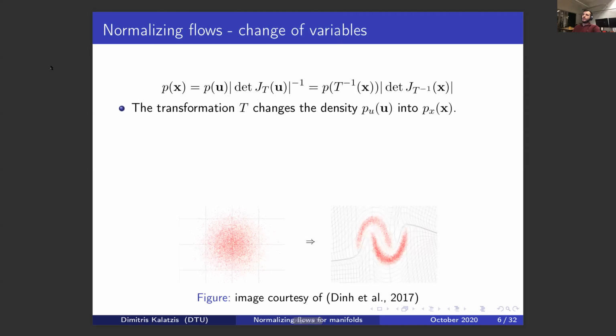In other words, we can use T to shape the density P of U into the density P of X, as in the example shown in the image below, where on the left panel we have a standard Gaussian as P of U, and it is being transformed by T into the more complicated data distribution shown on the right, which we take to be P of X.